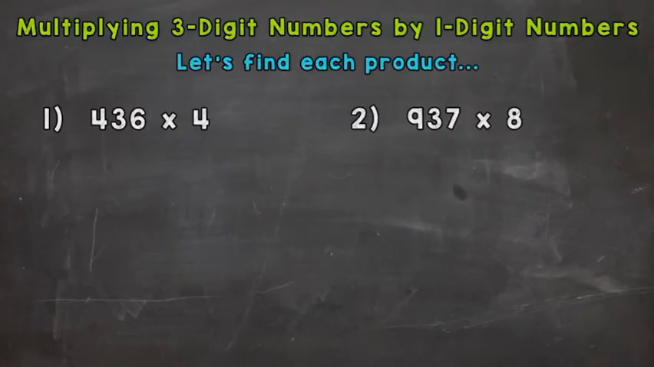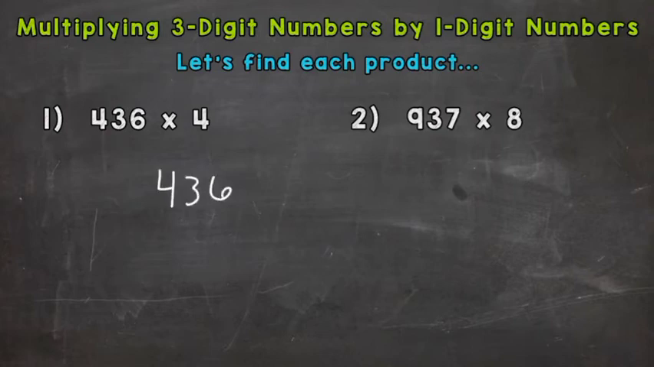Let's cover how to multiply 3-digit numbers by 1-digit numbers, and we have 2 examples that we're going to go through together in order to get this down. So let's find each product here, and remember, product means the answer to a multiplication problem. For number 1, we have 436 times 4, and the first thing we need to do is set this problem up.